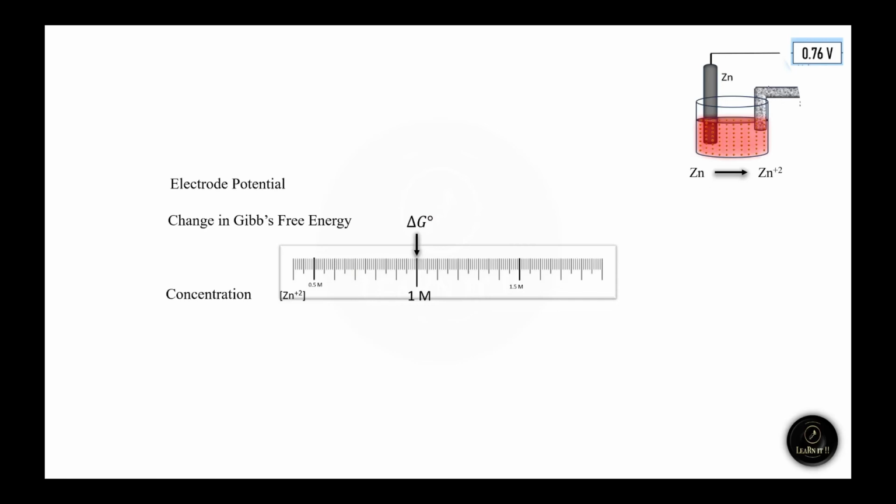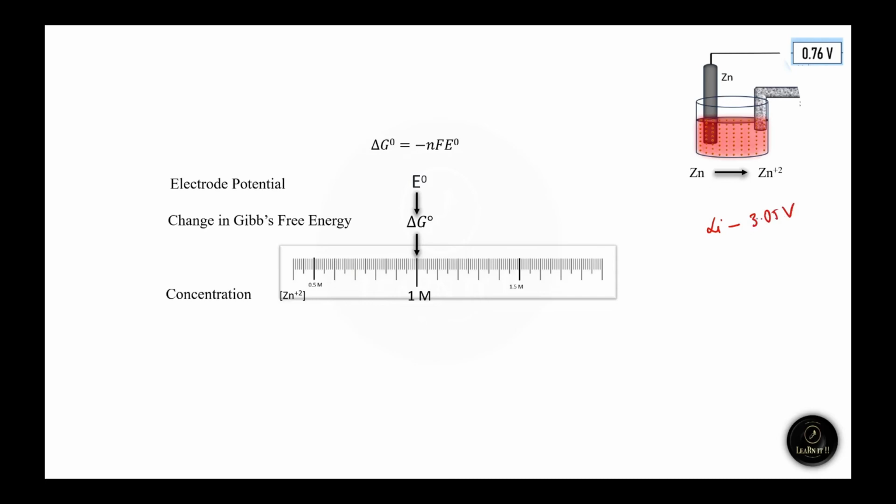How to calculate this energy? We can calculate it by using the standard electrode potential by the formula delta G naught is equal to minus NF E naught. Here we can see through an example, the zinc has the standard oxidation potential, it is 0.76 volt, and lithium has standard oxidation potential, it is 3.05 volt.